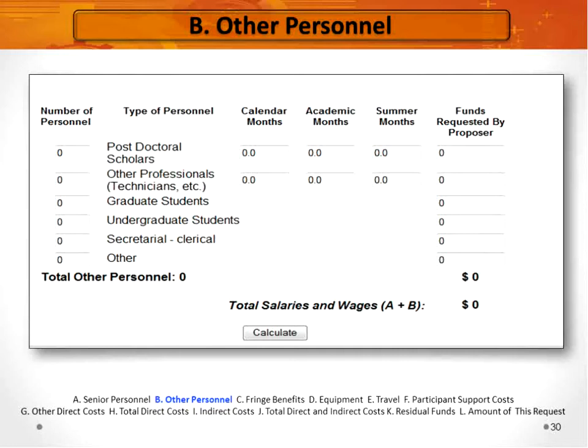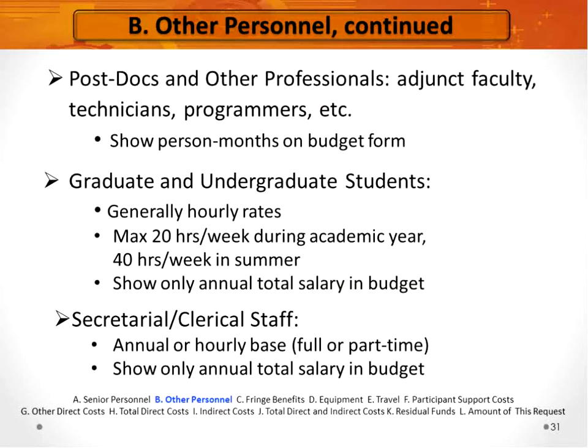Okay, thank you. As you can see from this photo of the actual budget form, the Other Personnel section has several categories that are not likely to be applicable to the NSF ATE grants, such as postdoctoral scholars.